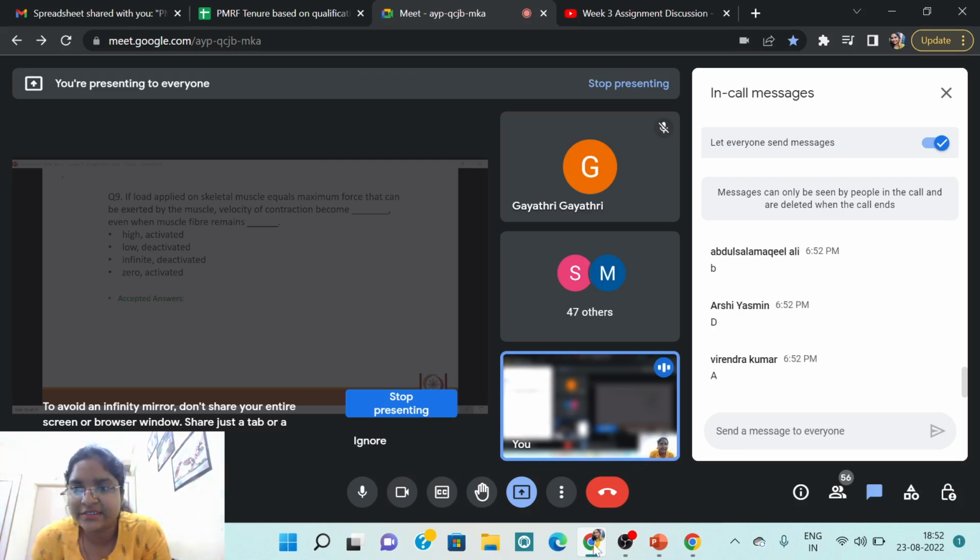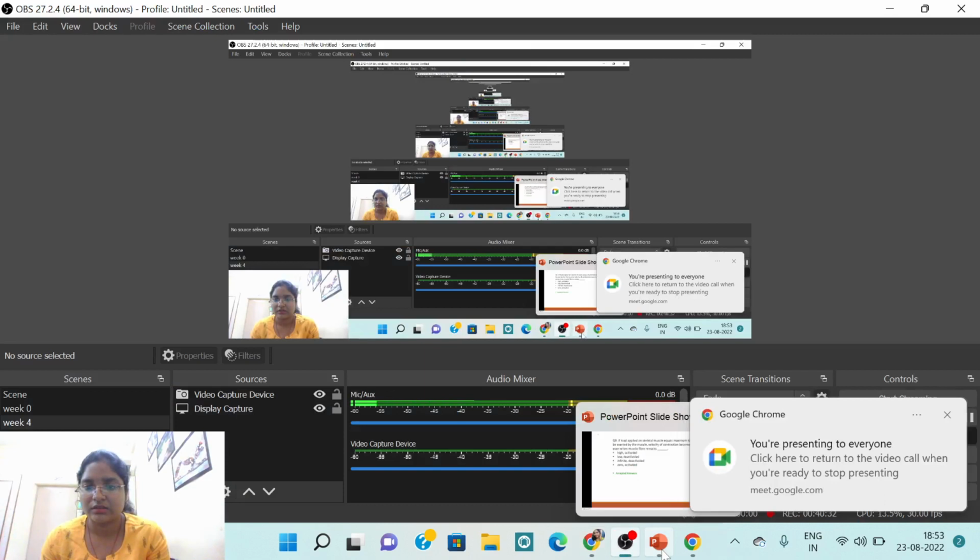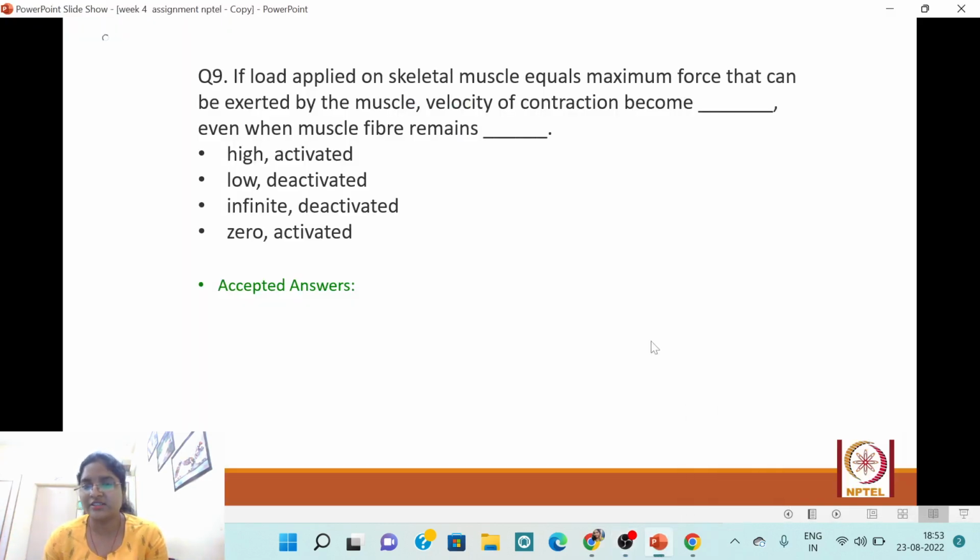Okay, someone said D, Archie, or else everyone is thinking A or B. Maximum if you are thinking A, high activated. Okay, let's see. So the correct answer is D. I guess only one of you has given the correct answer. Very good, Archie. Okay, so the answer is: if load applied on skeletal muscle equals maximum force that can be exerted by the muscle, velocity of contraction becomes zero, even when muscle fiber remains activated.